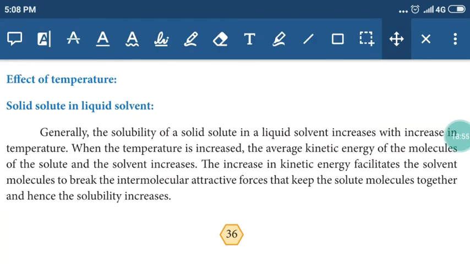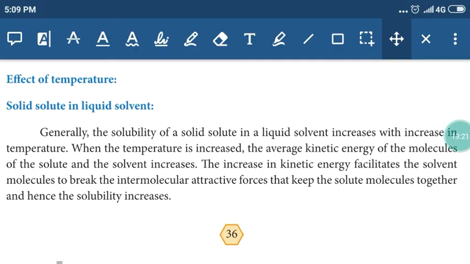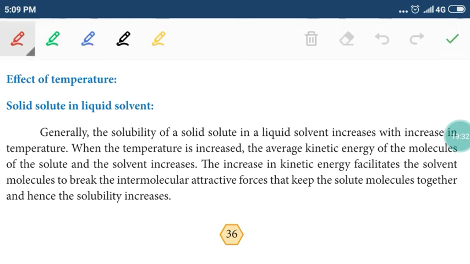Next, what is the effect of temperature? Generally solubility increases with the increase of temperature. In 10th standard we studied that 36 gram is the solubility of sodium chloride in 100 gram of water at 25 degrees Celsius. When temperature changes, the solubility value will change. This is mainly due to the increase of kinetic energy of the molecules. In solutions, the kinetic energy of solute molecules and of solvent molecules will increase when temperature is increased. So the average kinetic energy of solute and solvent will be increased.